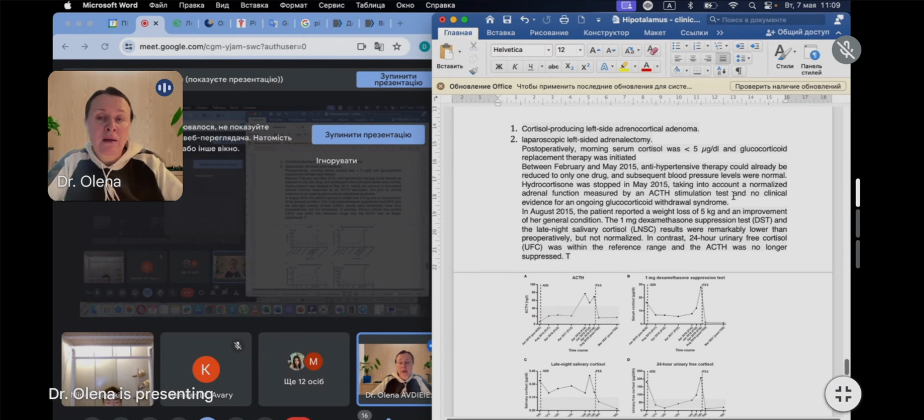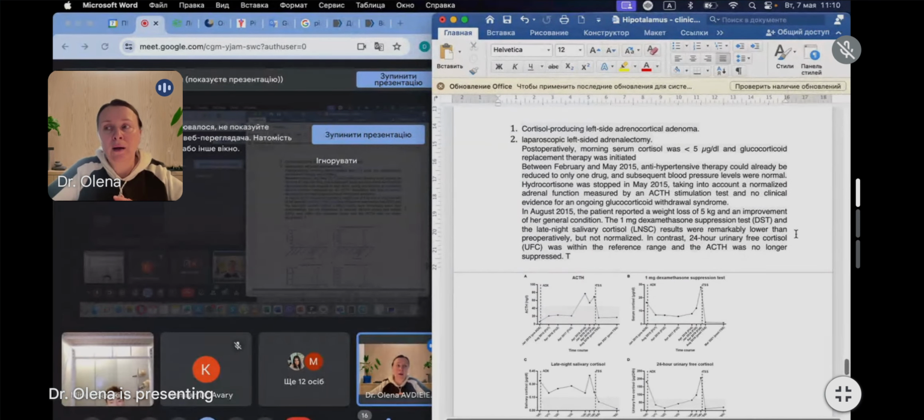Hydrocortisone was stopped in May of this year, taking into account a normalized adrenal function measured by an ACTH stimulation test, and no clinical evidence of an ongoing glucocorticoid withdrawal syndrome. In August 2015, the patient reported a weight loss of 5 kilograms and an improvement of her general condition. So, step by step, the patient's condition was better, and the symptoms and pathological changes which were described earlier were removed or decreased.